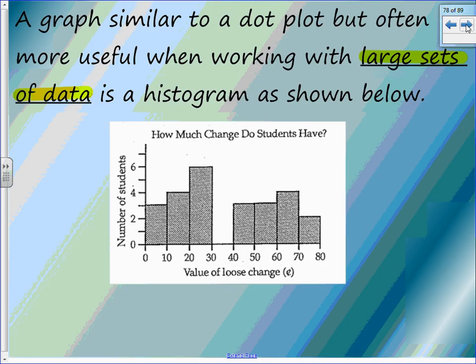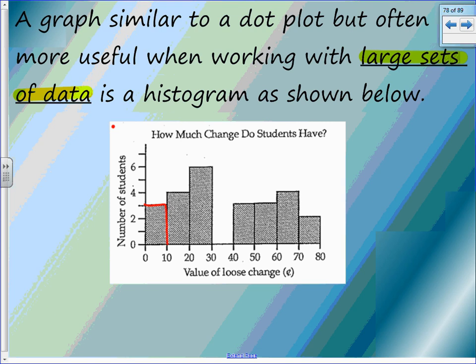So a histogram is helpful when you have a large amount of data because dot plots have one dot for every single person. It doesn't really make sense to create a dot plot when we're creating a graph of, let's say, everyone in the school. However, if we are, we can then use what's called a histogram. This is an example of a histogram right here. And what it does is it creates a bar where the height represents how many students meet that particular requirement.